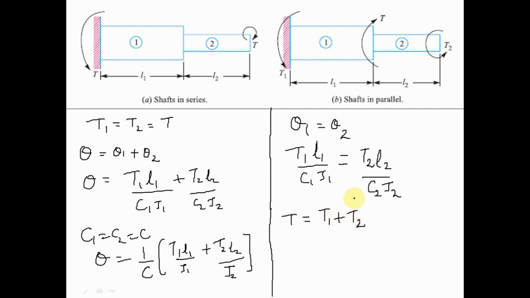So in order to balance this clockwise torque, this is in anti-clockwise as well as this is in anti-clockwise direction. So capital T is equal to capital T1 plus capital T2. This is another equation. So this is the shafts in series versus shafts in parallel concept. These are the equations. Now let's solve the numerical.